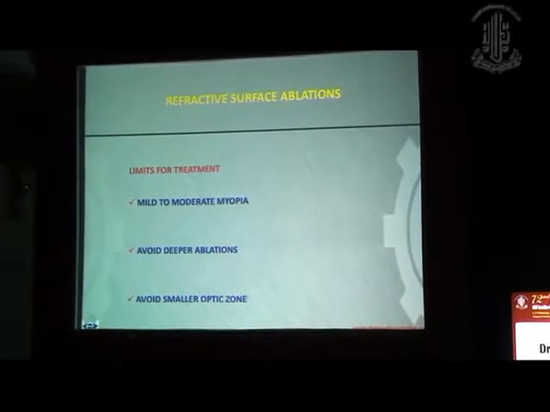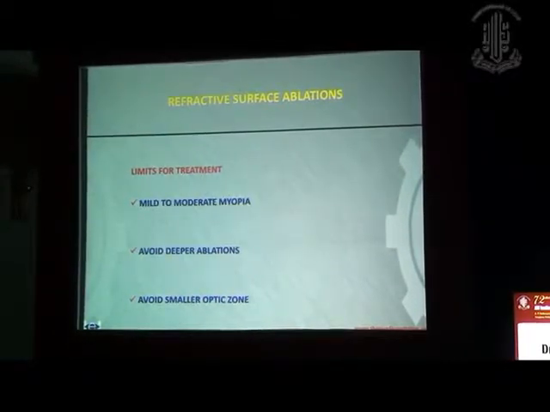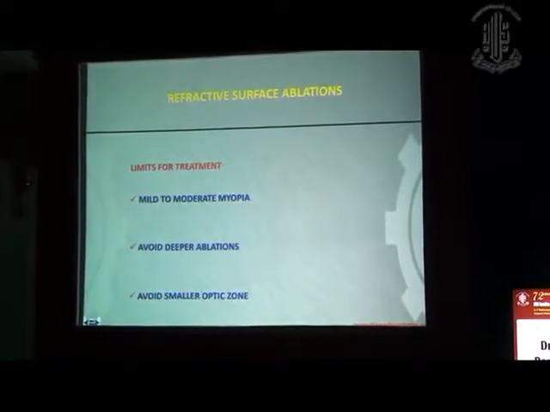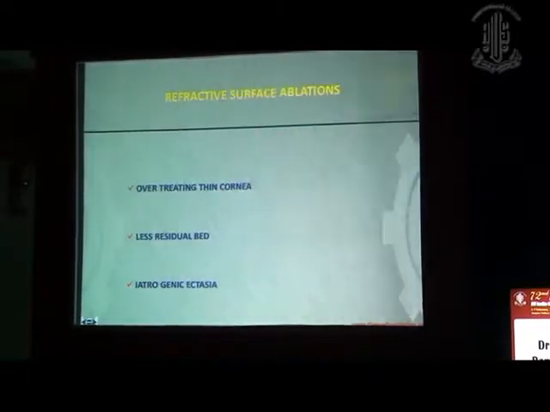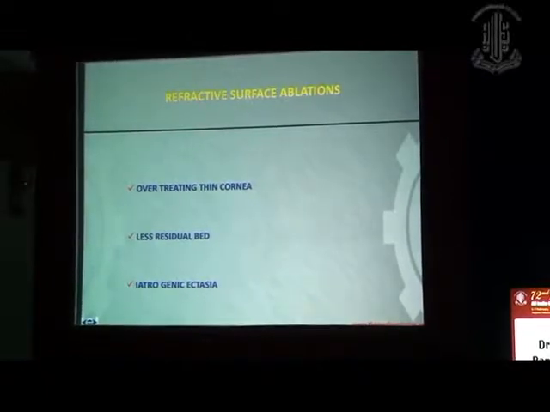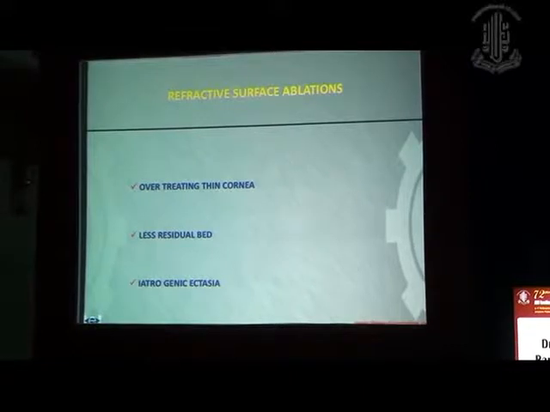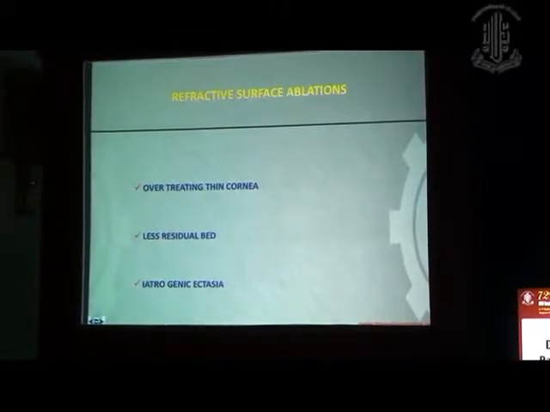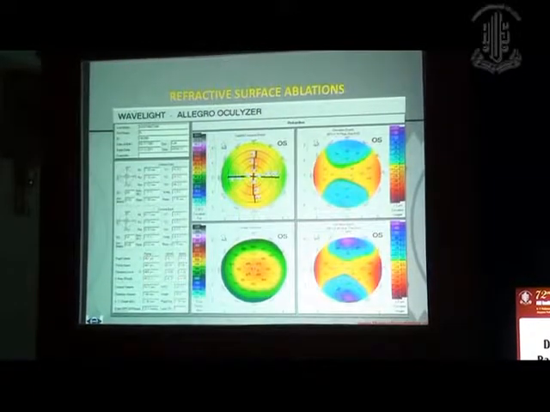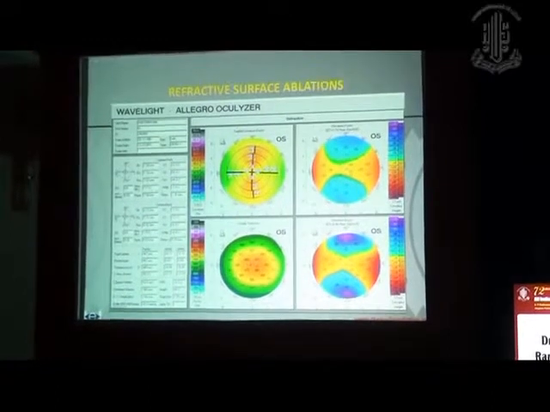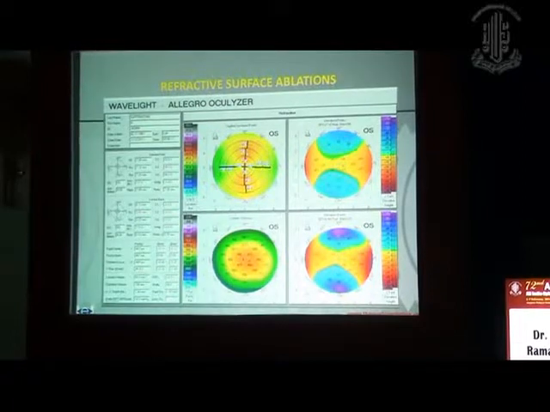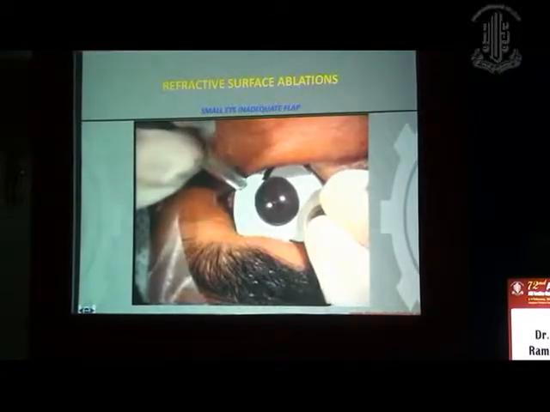So it's important that we limit treatments to mild to moderate, that is, up to a max of 6 diopters of myopia. We do not treat more than 80 microns of ablation, and always avoid treating on a smaller optic zone, because we need to know that surface ablations are essentially being done in thinner corneas. So you should not treat a thin cornea, and you should not leave less residual bed, because you are likely to end up with iatrogenic ectasia. In one odd situation, this is a thin cornea with 465 microns, a typical symmetric bow tie, and because of the astigmatism, elevated points. But this is the ideal case for doing a surface ablation.